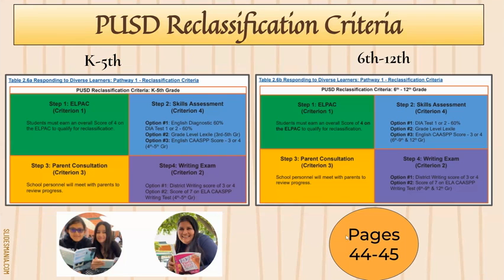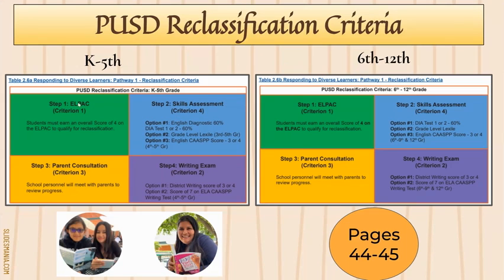On pages 44 through 45 of the ELML Student Master Plan, you will see our criteria. In Pomona, we really try to stick to these 4 colors. There are 4 steps to the criteria for reclassification in the state of California. We are going to go through these in a couple of minutes. Ms. Pantoja is going to take over in a couple minutes.